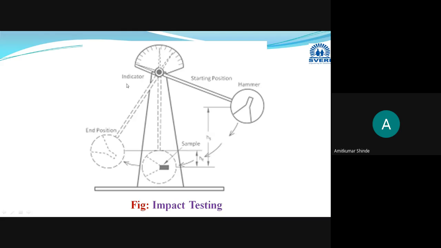Otherwise you can take the help of this indicator, and by using the initial or starting position of the hammer and the end position of the hammer, and the concerned reading on this indicator, you can calculate the toughness, the amount of energy absorbed by that particular plastic material due to the impact before the fracture. Okay, this will be the impact testing, and generally Izod impact testing is used for checking the toughness of that particular plastic material here.